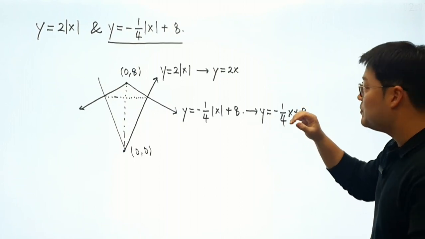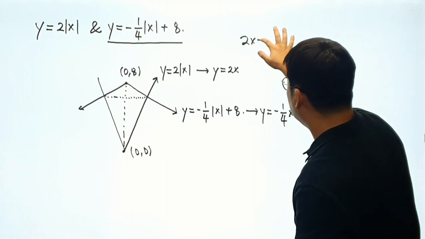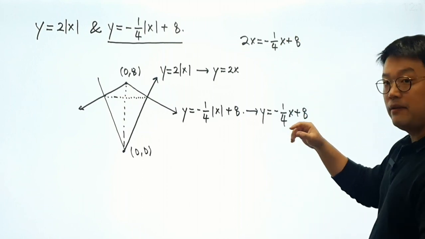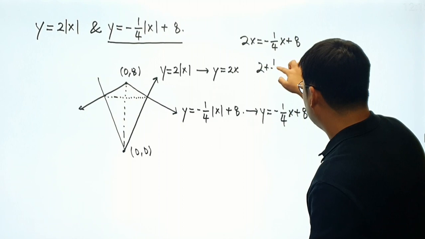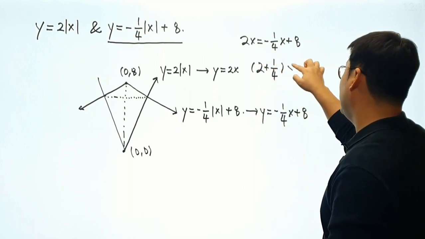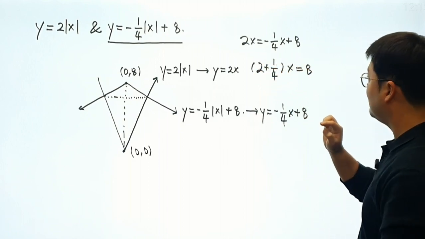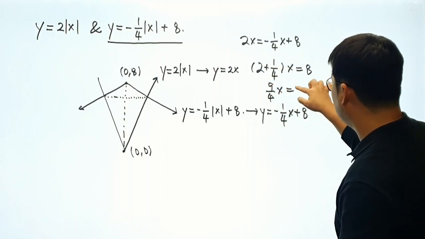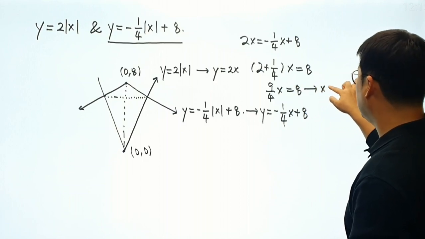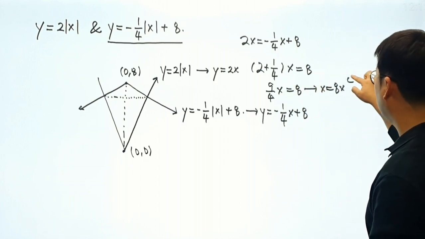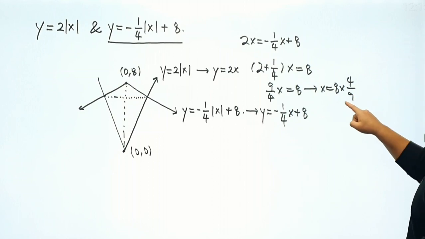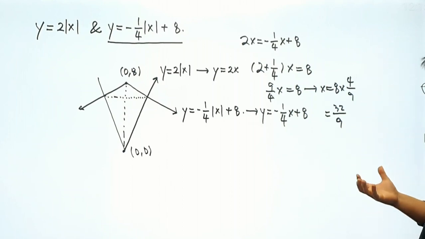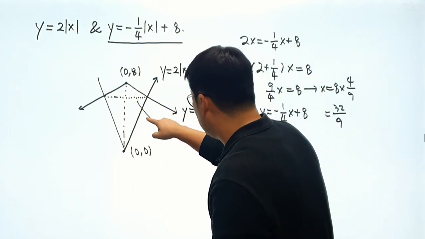So we equalize these two: 2x equals negative 1/4 of x plus 8. So 2 plus 1/4, pulled inside the parentheses, times x, becomes 9/4. So 9/4 times x equals 8. So x equals 8 times 4/9, which is 32/9. We found that this will be 32/9.